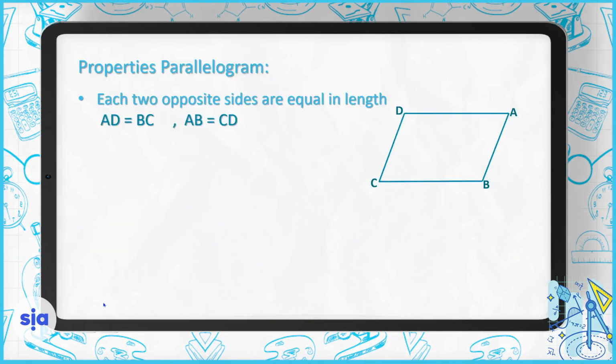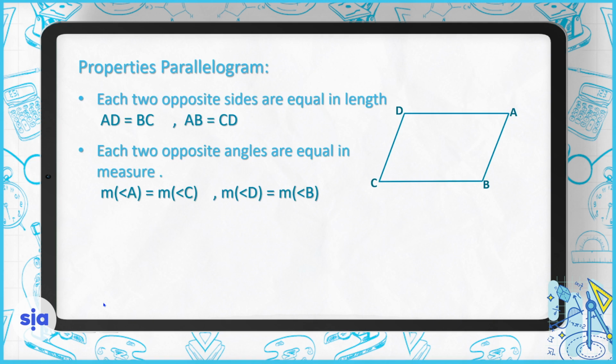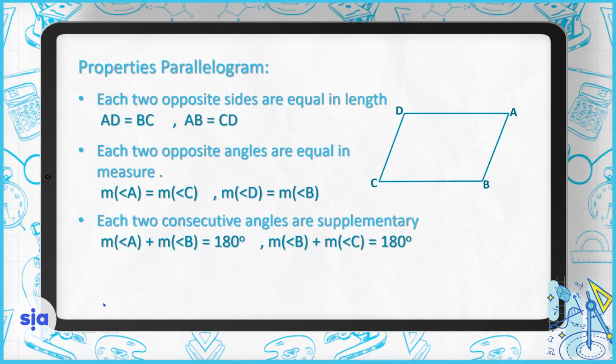Each two opposite sides are equal in length, such that AD is equal to BC and AB is equal to CD, and also each two opposite angles are equal in measure, like the measure of angle A is equal to the measure of angle C and the measure of angle D is equal to the measure of angle B. And the third property is that each two consecutive angles are supplementary.